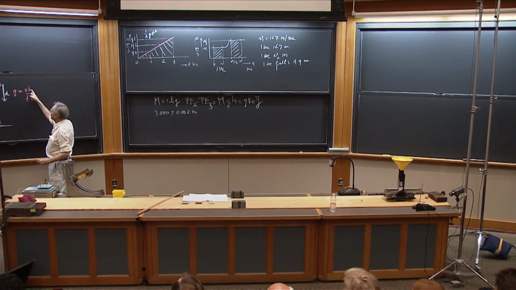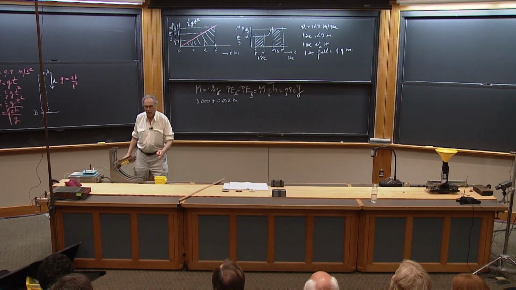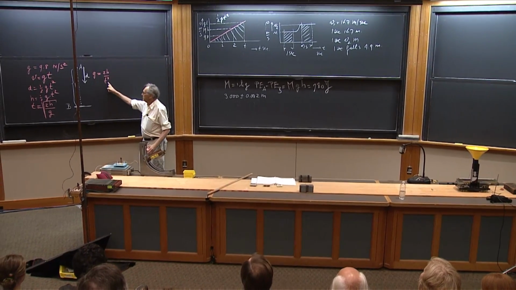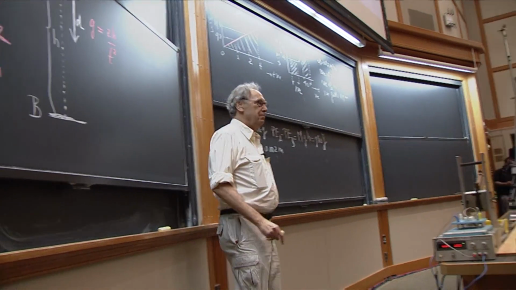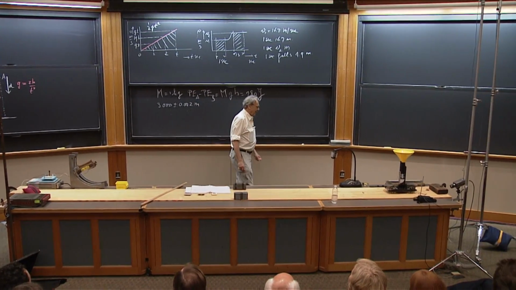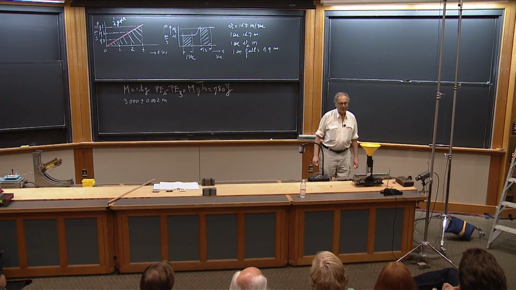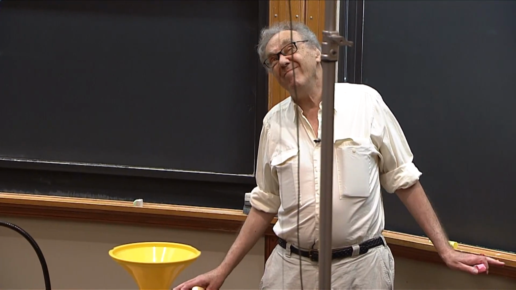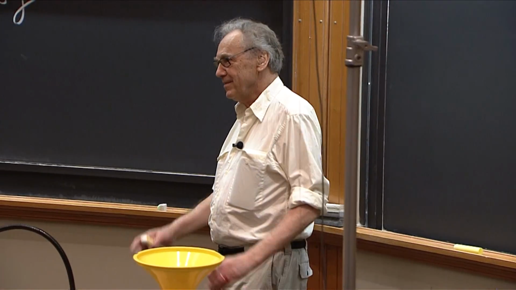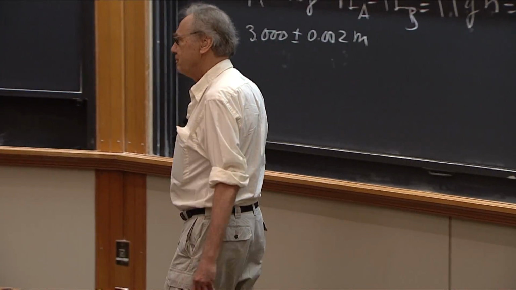So I know h. If I can determine now how long it takes for that object to fall down, then this equation will tell me g. The instrumentation is extremely sensitive. And so there is a chance that it may not work out as well. But that's part of physics.